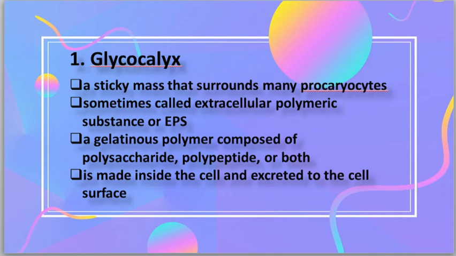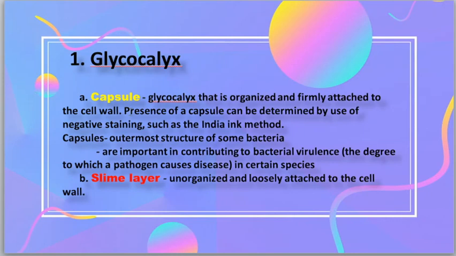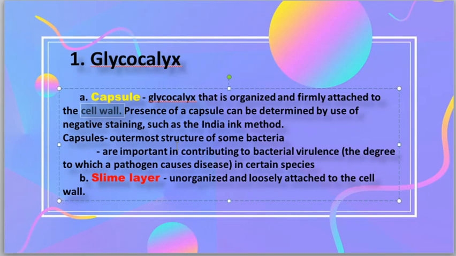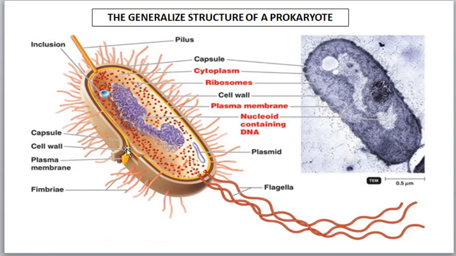Next. Okay, next we have number 2. Your glycocalyx is classified either as capsule or slime layer. Now, for the capsule, this glycocalyx is organized and firmly attached to the cell wall. Kapag yung glycocalyx is nakadikit ng mabuti doon sa inyong cell wall, okay? Because the cell wall again is the middle part, diba? So, your cell wall, it is where the glycocalyx is attached. Now, when the glycocalyx is firmly attached and organized outside your cell wall, then the glycocalyx is classified as solid. So, ano siya? Capsule siya.